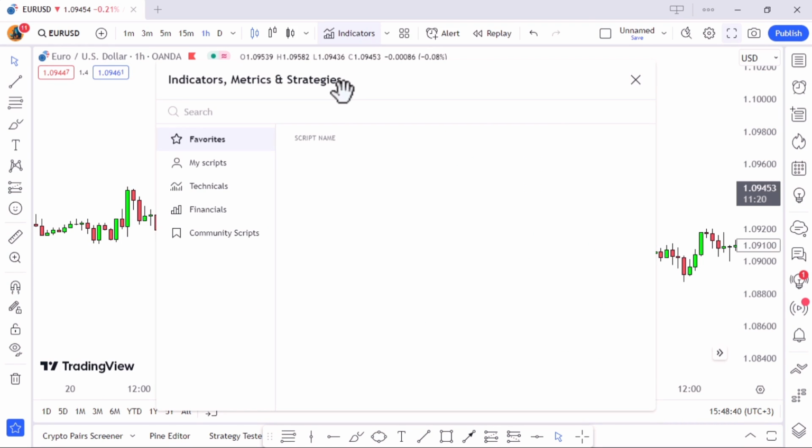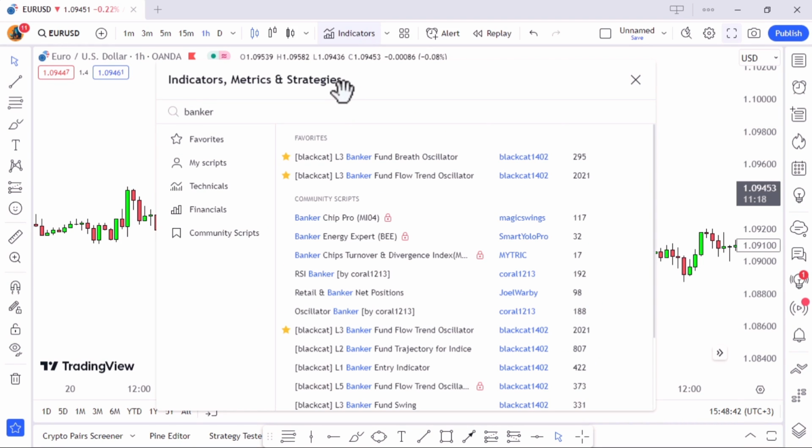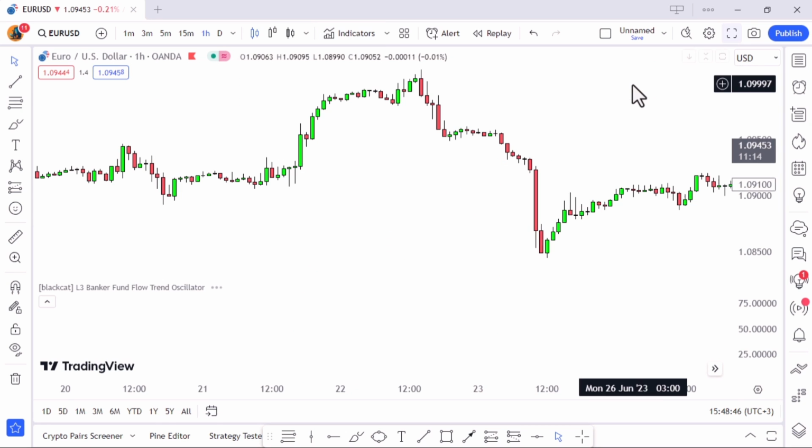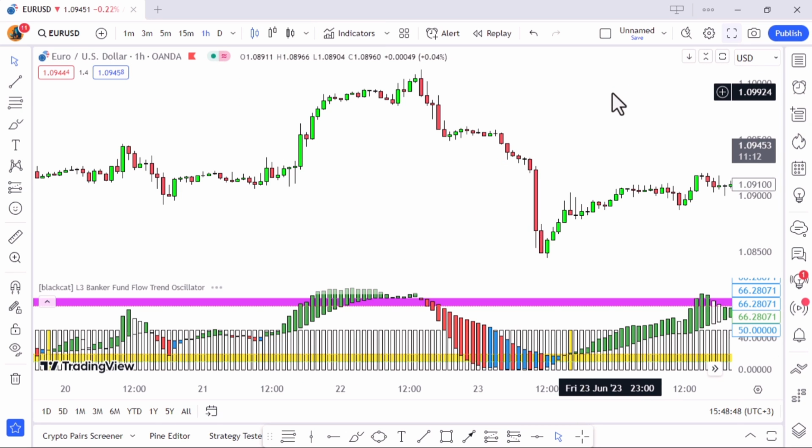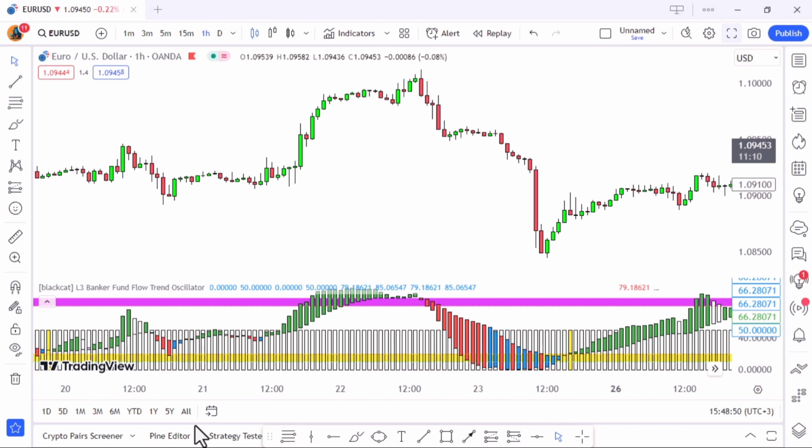Head over to the indicator search tab and search for the banker fund flow indicator. Select the indicator made by Black Cat and add it to the chart. As you can see, the banker fund flow indicator has now been added to the chart.